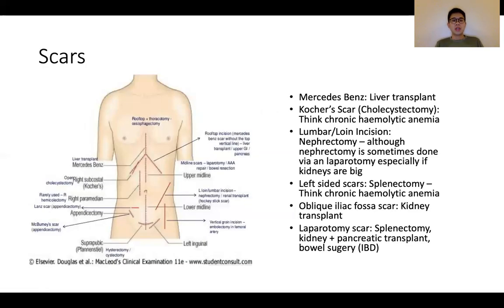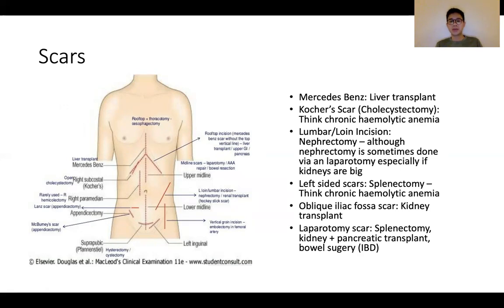So this is a quick revision about scars. Scars are important, and it is important to be able to contextualize your scars based on the system and the likely underlying condition. In liver transplants, you can see a Mercedes-Benz scar. You can see a Kocher scar and cholecystectomy, and you might want to think of chronic hemolytic anemias because they are at risk for gallstone disease and may necessitate cholecystectomy.